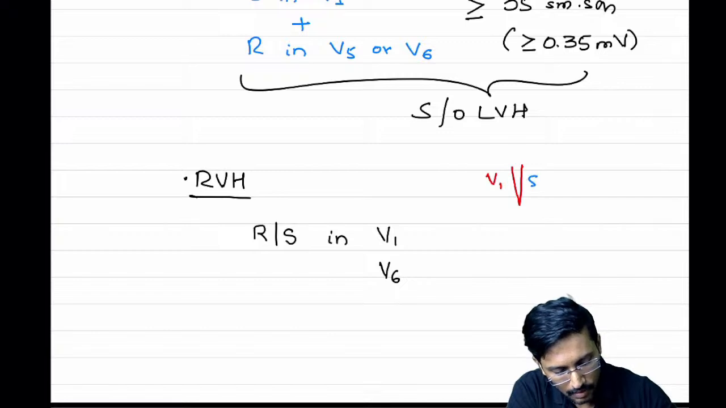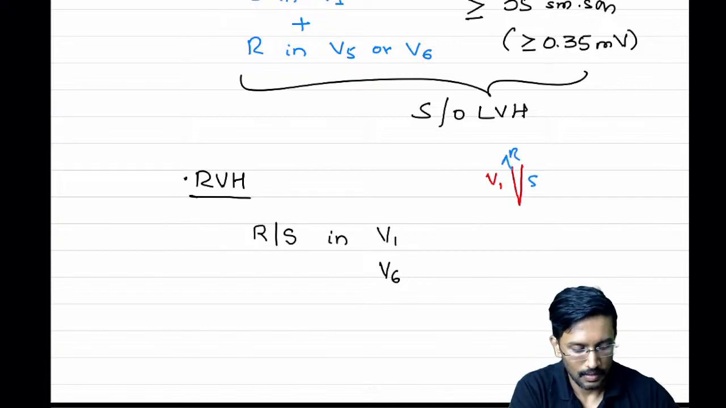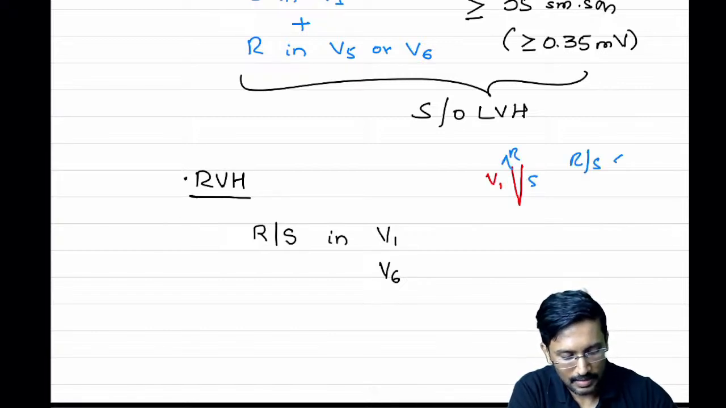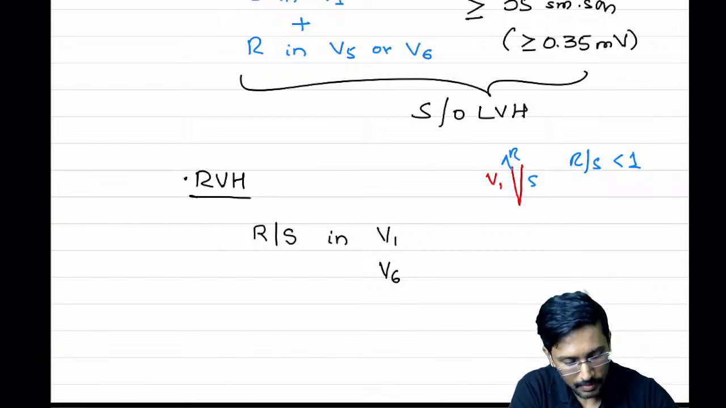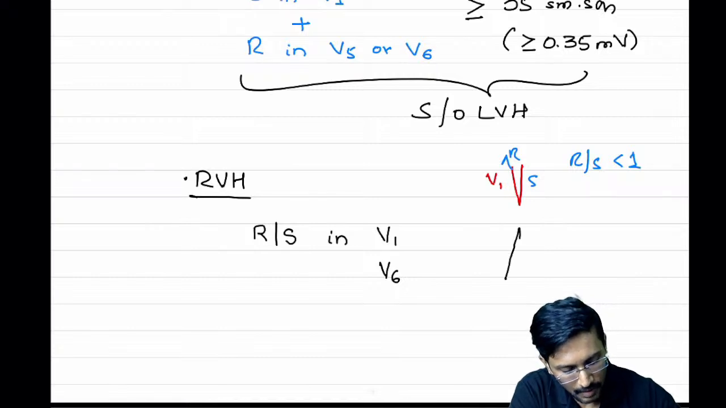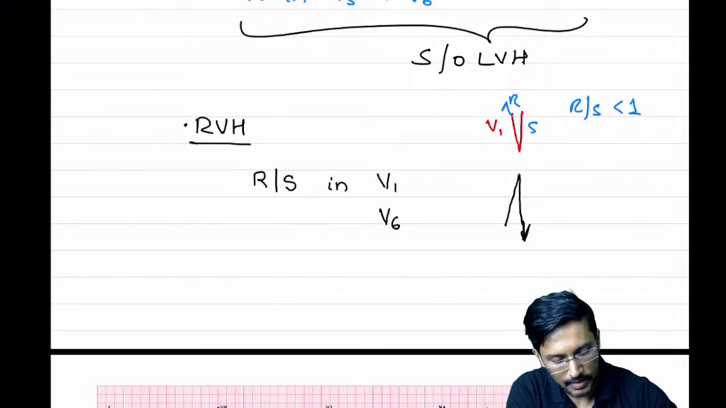Yes, S is more, R is less. So R by S ratio will be less than 1 in normal condition. And if I do that for the same normal condition in V5 or V6, R is the prominent wave, S is barely visible, S is very small.